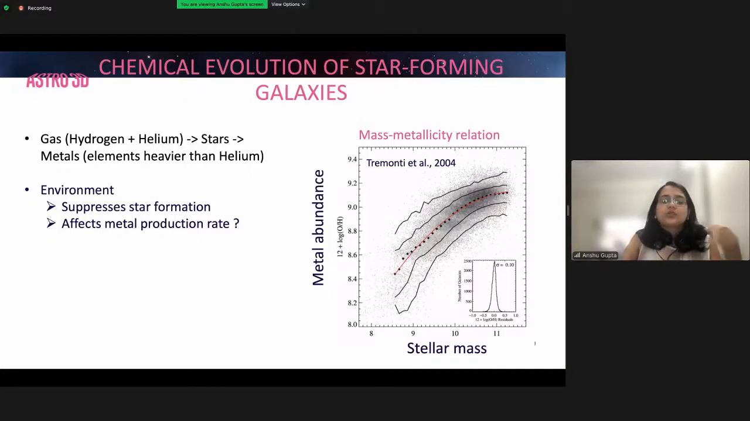So you go from gas cloud, you make stars, and then you produce metals. And I've shown you in the previous two slides that environment suppresses star formation rate. In dense environments, galaxies are hardly forming any stars. So does environment also affect the rate at which galaxies are producing metals? Galaxies are building up their chemical content.